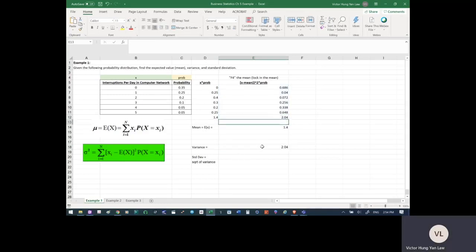Once we calculated the variance, then we can calculate the standard deviation by just taking the square root of the variance. The formula for square root is SQRT, so equal SQRT, open bracket, and then we're going to square root the variance, the 2.04. So square root cell E18, and that will give you the standard deviation of 1.428. And that's example 1.